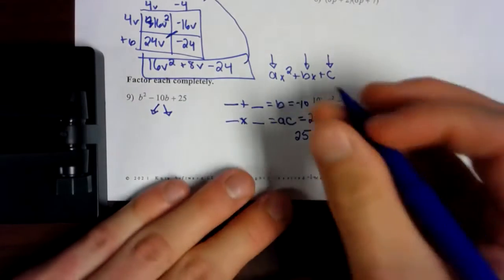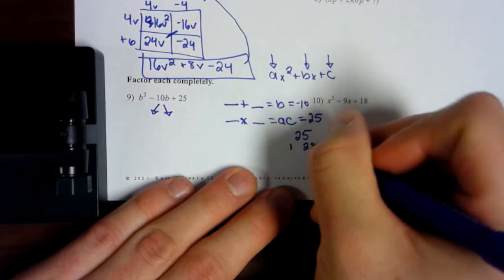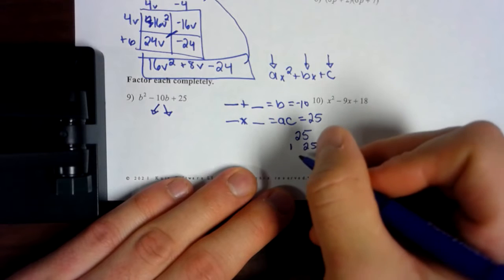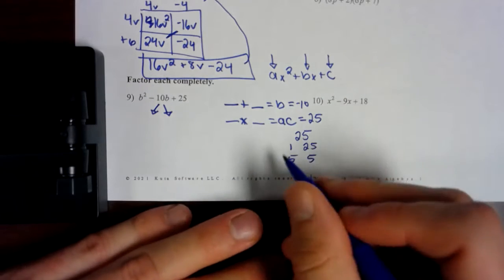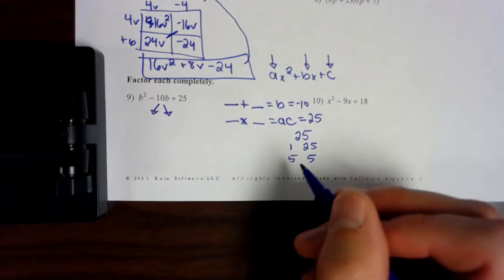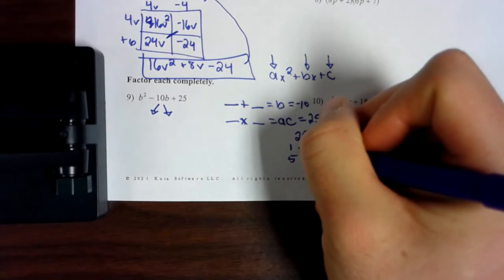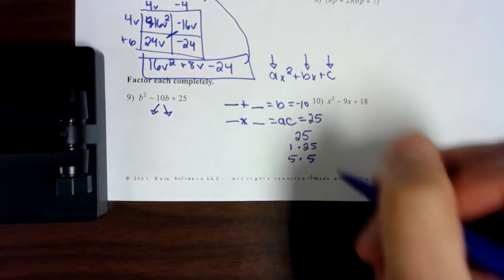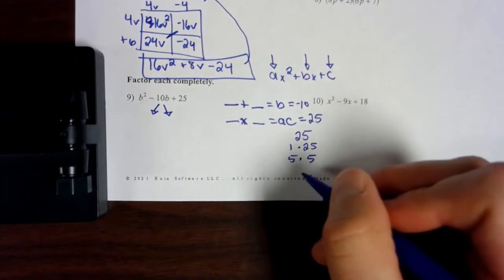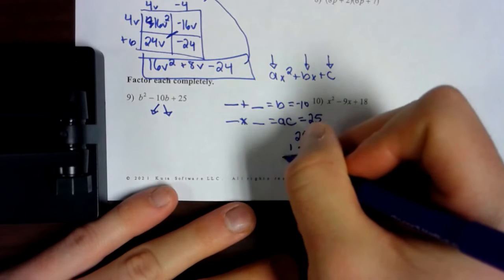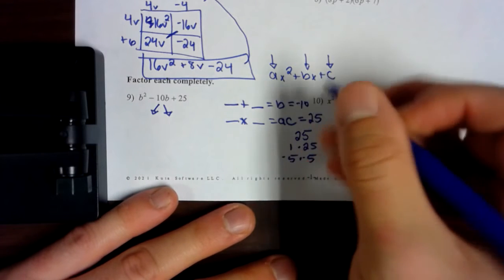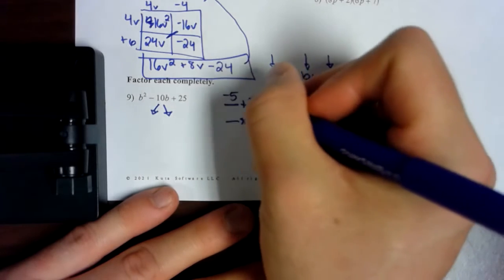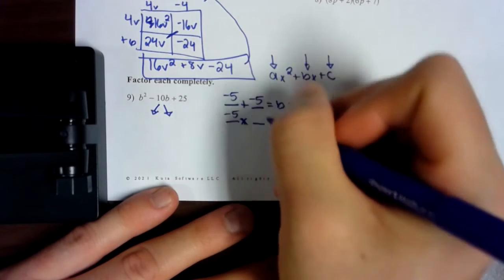So what numbers multiply to 25? 1 and 25, 5 and 5, and I think that's it. So once I have these terms here, I'm like, all right, which of these terms can I add together to get to negative 10? Well, right now, none of them. But if I make these 5s negative, then they still multiply to 25, and now they add to negative 10. So these two numbers are both negative 5.